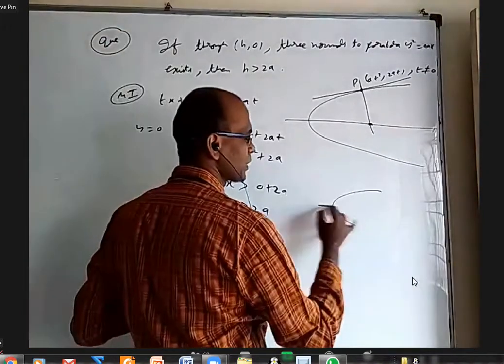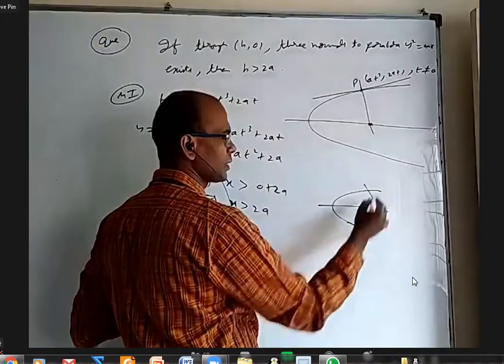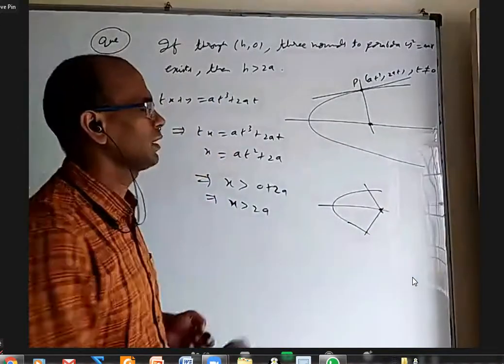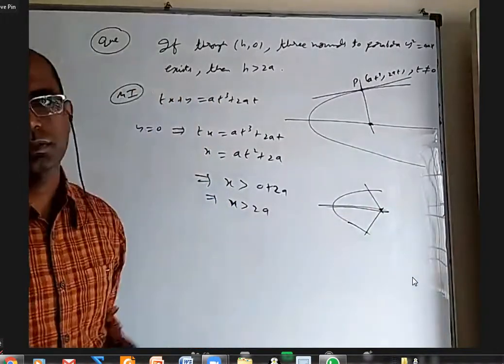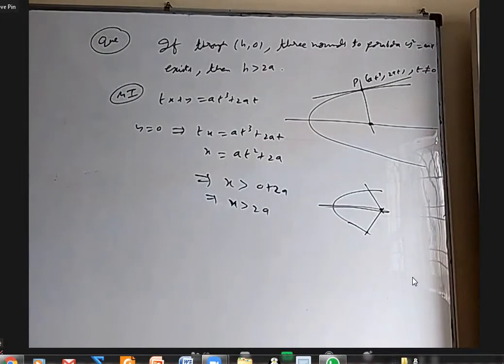So once it is beyond 2a, one normal will be here. Obviously, its mirror image also will be an answer, and the x-axis is anyway one answer. That's why it is 2a. So it is not the focus or before the focus. It is actually after the focus, beyond 2a.